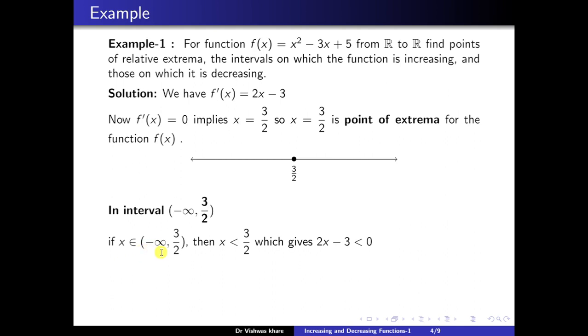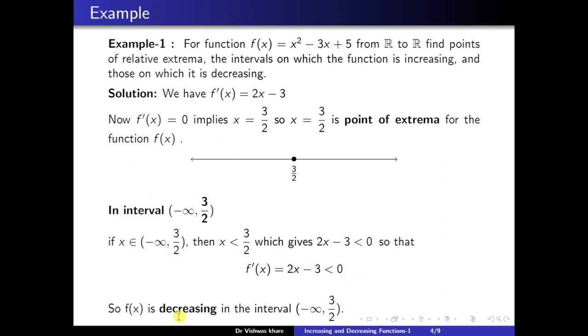If x belongs to minus infinity to 3 by 2, then x is less than 3 by 2, which gives 2x minus 3 is less than 0. So the derivative of f at x in this interval, that is 2x minus 3, is less than 0. So f(x) is decreasing in the interval minus infinity to 3 by 2.